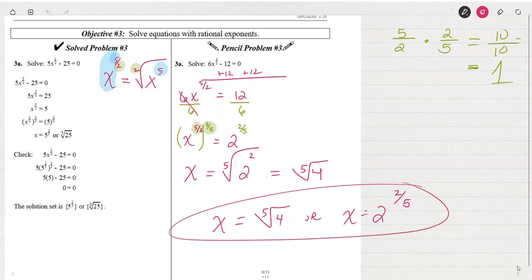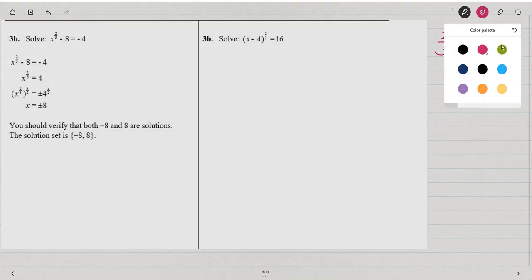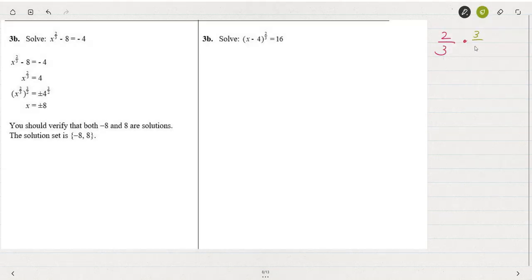Let's try another example. In this next example, we're going to see something very similar. Expression now raised to the 2/3. We'll approach it the same way, meaning I'm going to recognize that 2/3 times 3 halves is equal to 1. So what I'll do is raise both sides to 3 halves.